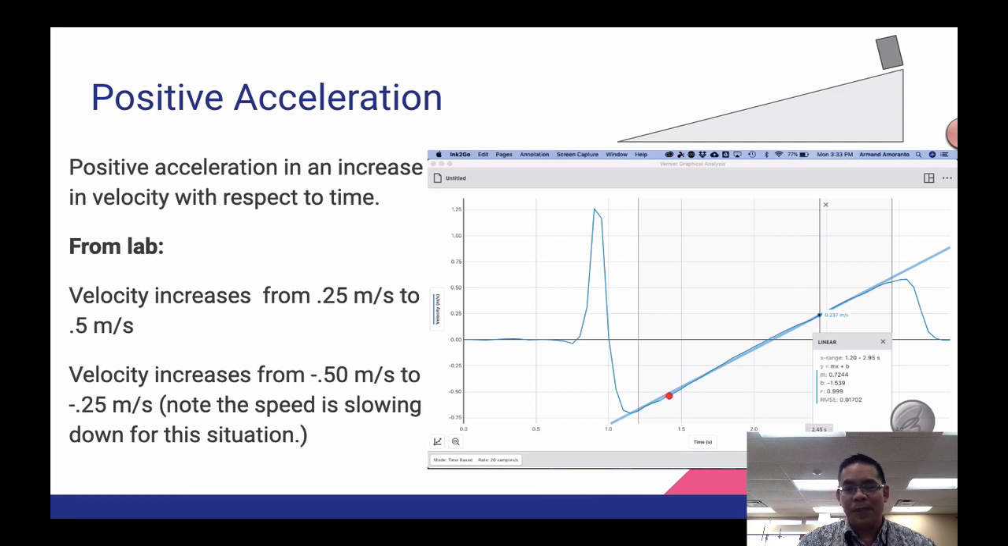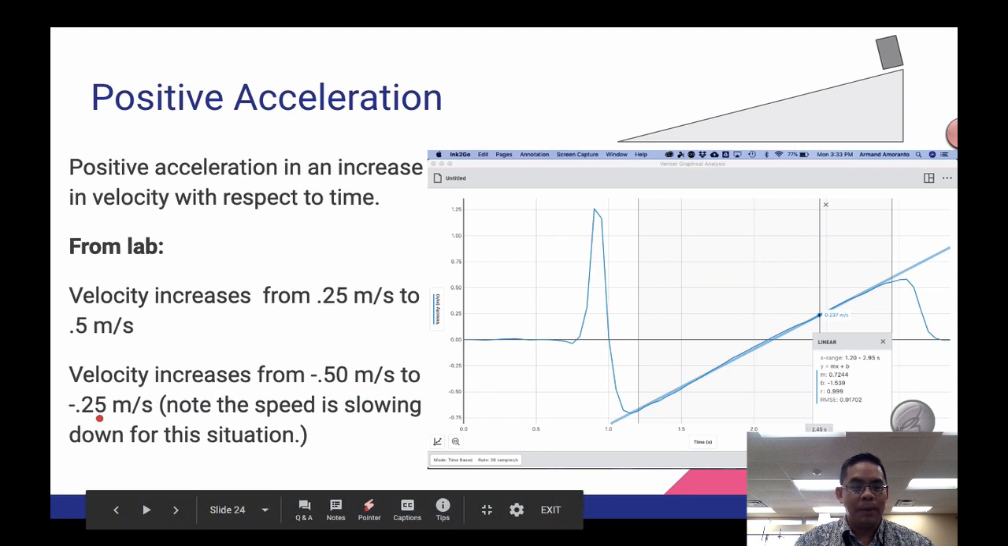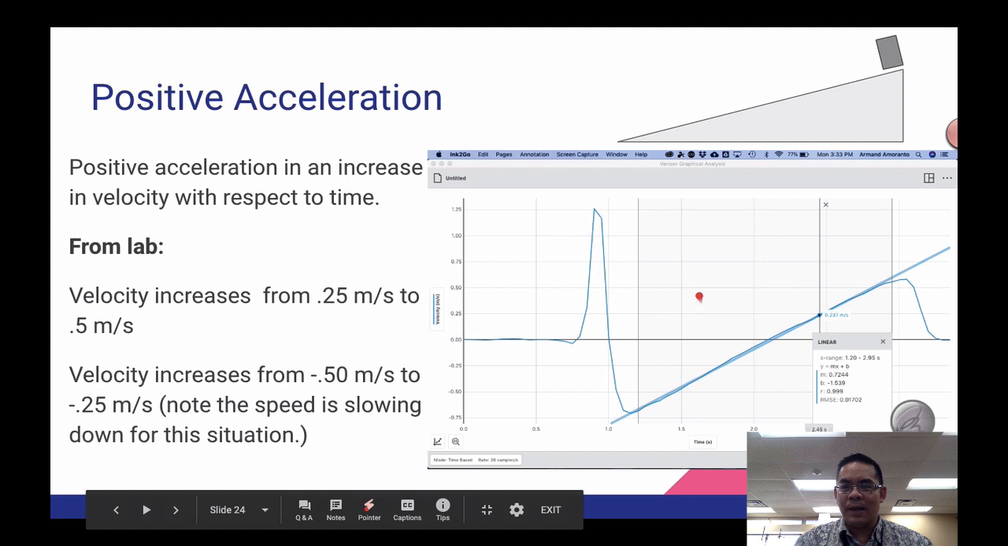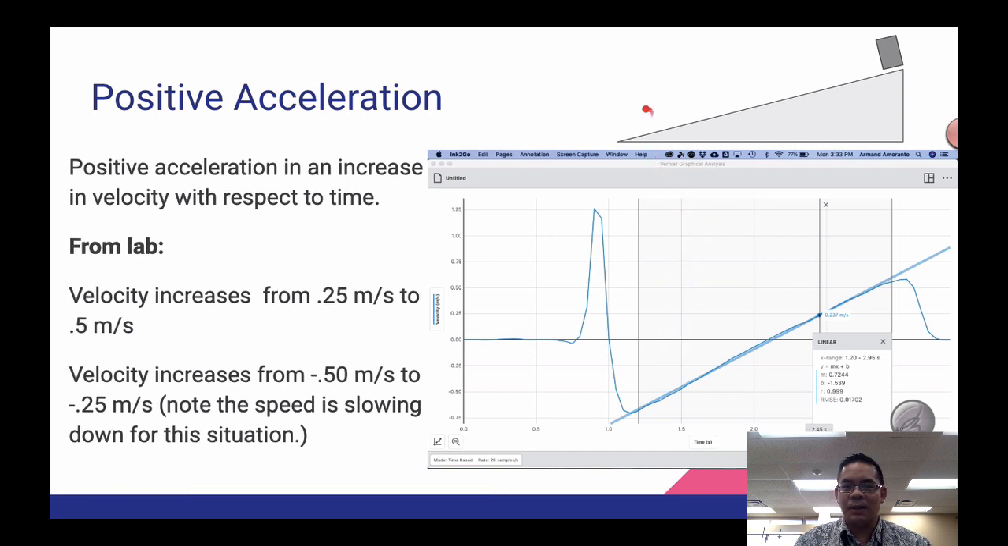Now, in terms of speed, this is technically slowing down because a half a meter per second is faster than a quarter meter per second, or 0.25 meters per second. So it is faster. So in this case, it is slowing down for this situation. Okay, but again, it's a positive acceleration because the change is increasing. The velocity is increasing only because it's becoming less negative. But it's slowing down. And why is that actually considered positive acceleration?